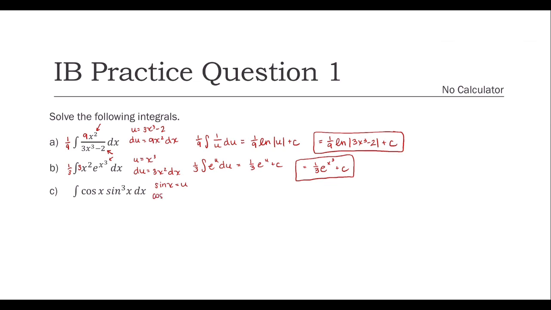So cosine of x dx equals du. So this turns into the integral of u cubed du, which equals 1/4 u to the 4th plus c. So we substitute our sine of x back in for u. So this equals 1/4 sine to the 4th of x plus c.